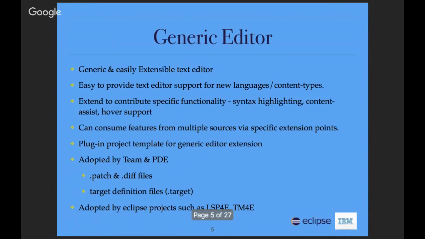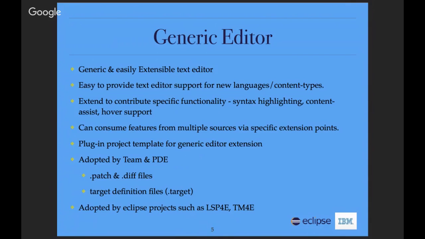One of the highlights of the Eclipse Oxygen release is the generic editor. The generic editor is an easily extensible text editor. The Eclipse Oxygen release provides an easily extensible generic text editor, and this generic text editor framework makes it easy to provide text editor support for new languages and content types.